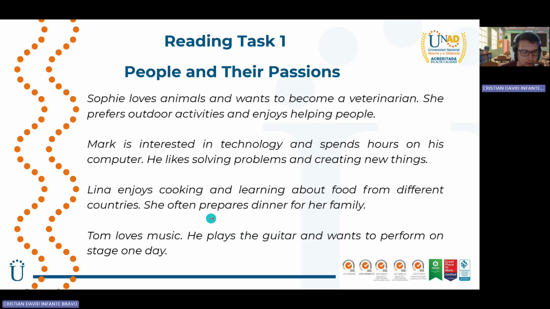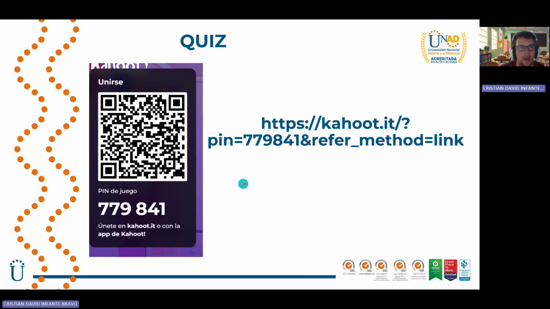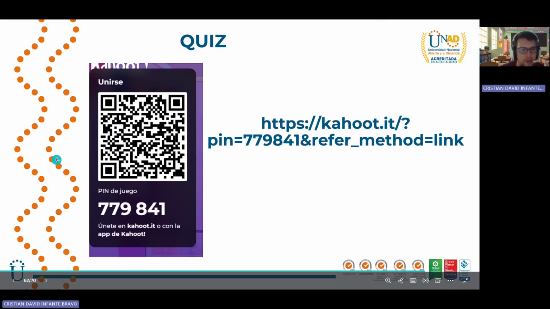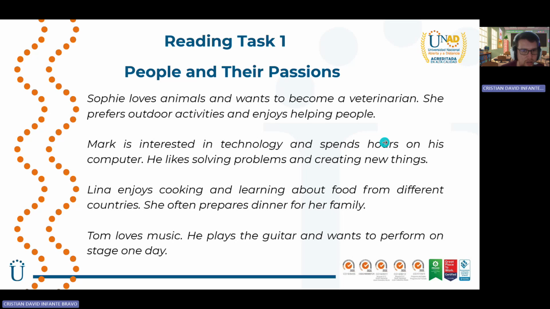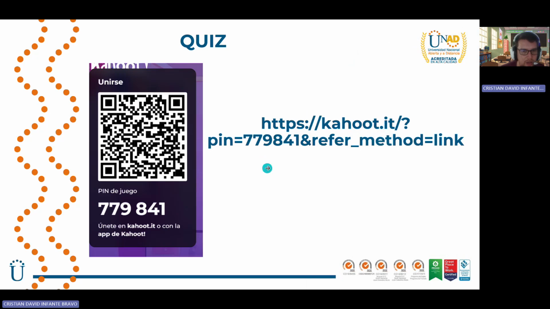Then when we finish this, we continue with the other reading activity. Here we're going to play a quiz, a game. I'm going to answer those questions according to this Kahoot. So the winner is the student that answers all the questions. So we compete here in this activity about reading. Okay, the questions.